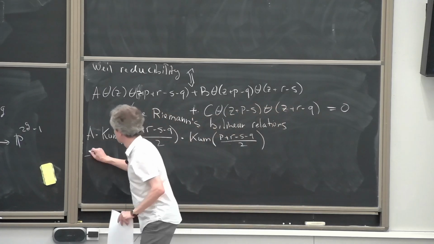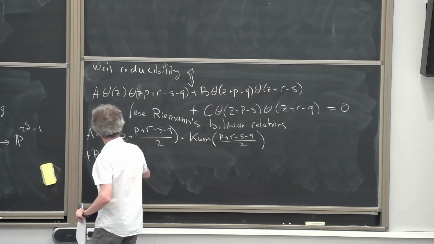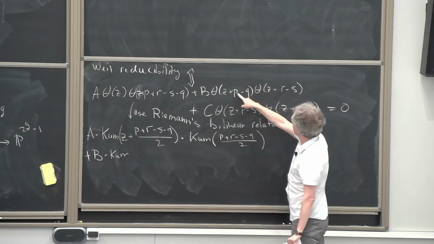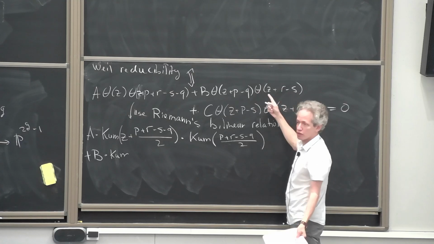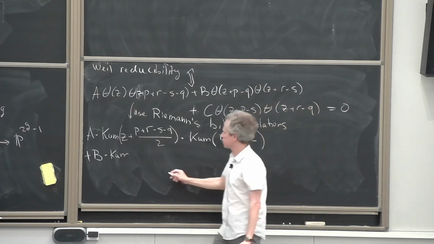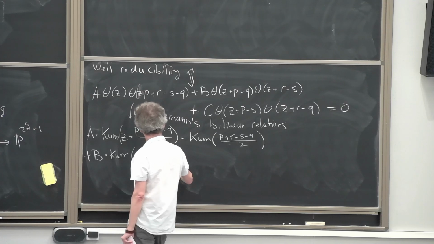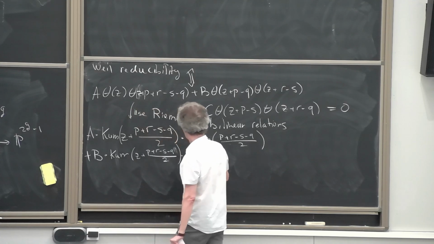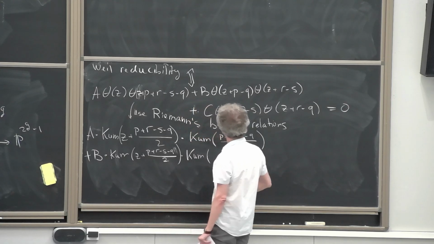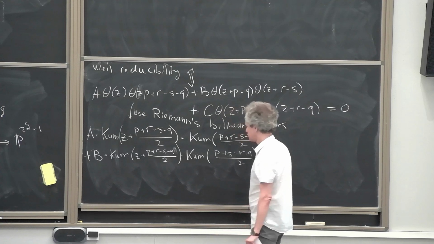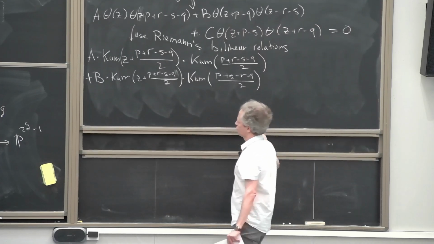Okay, plus b times the second thing. So what's the half sum? The half sum is 2z plus p plus r minus q minus s. It's the same. Well, when you use this, it's going to be the same. It's a section of the same bundle. So it's the same expression times the Kummer of the half difference, p minus q plus s minus r over 2. Okay?